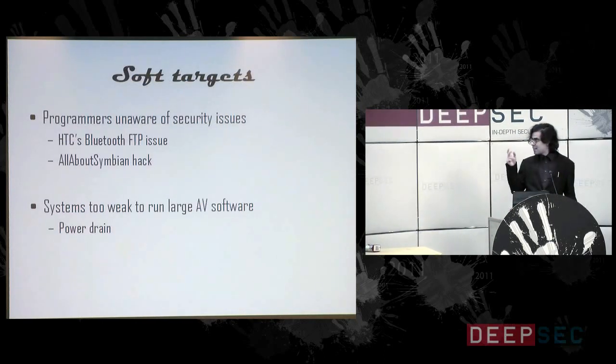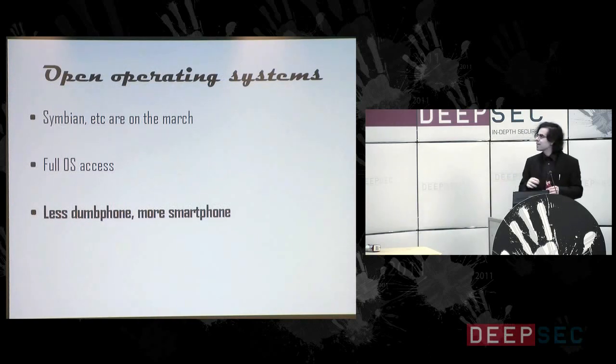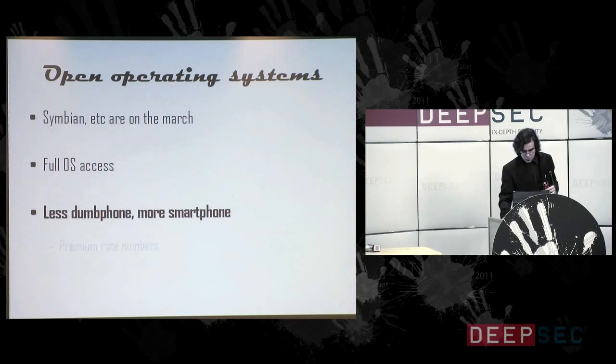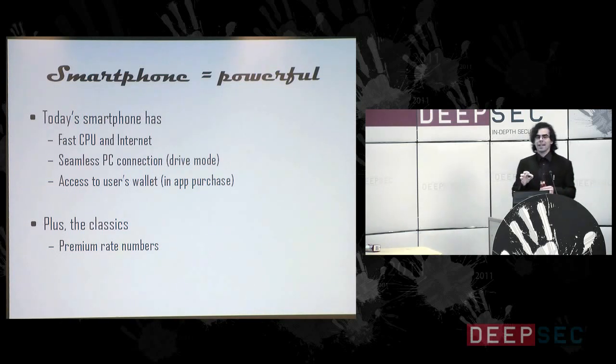As we already said, smartphones are soft targets because the programmers, they don't know anything about mobile security. If you've been here today in the morning, there was the guy who was speaking on the Windows Phone 7. If you look at what the OEMs have been doing, it's just crazy. And, well, we've got the open operating systems, more smartphones. And finally, smartphones become more attractive as attacking targets.